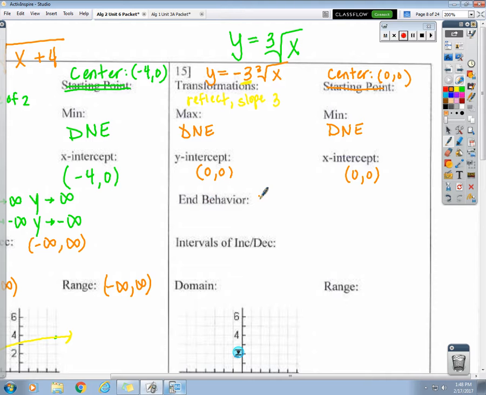The end behavior. This is the first thing that you might actually want to look at the graph for. You don't necessarily have to, but remember, normal cube roots go like this and this. So if it's been reflected, won't it now go like this? But like I said, if you can't remember all that in your head, get yourself a picture of it.